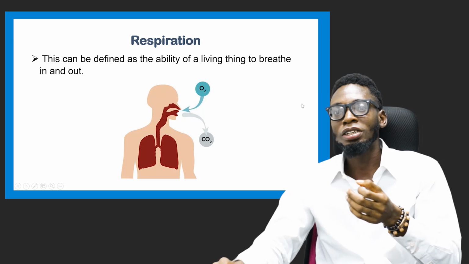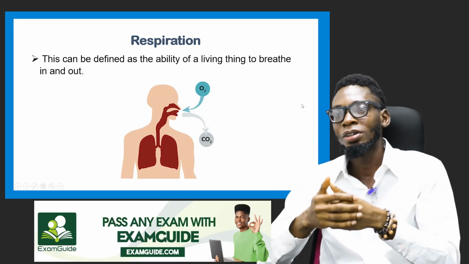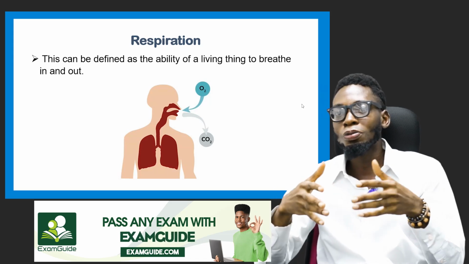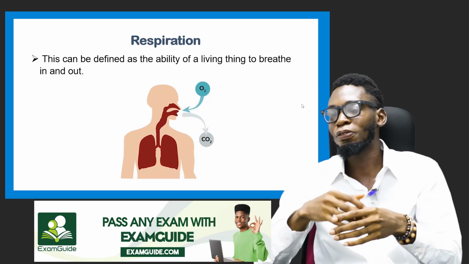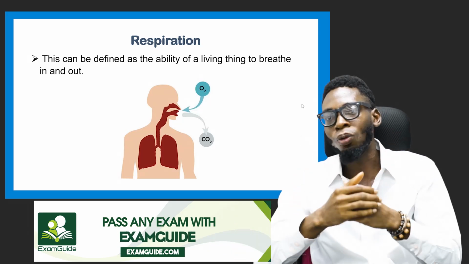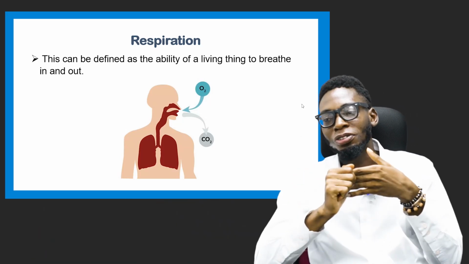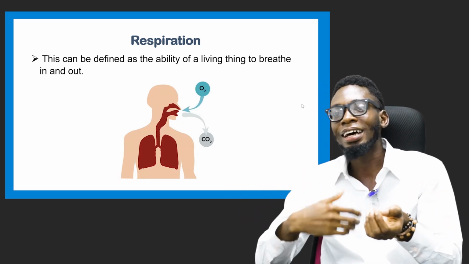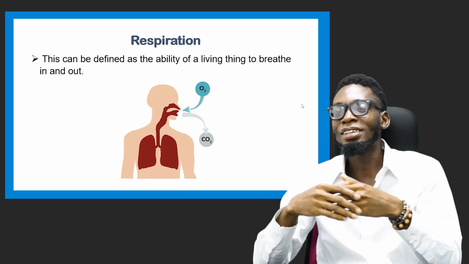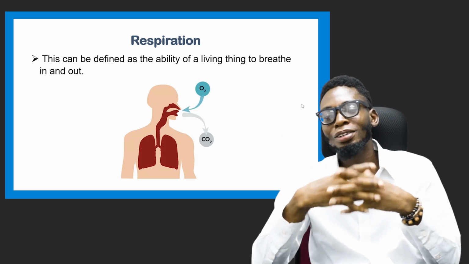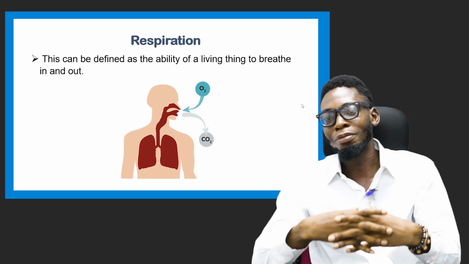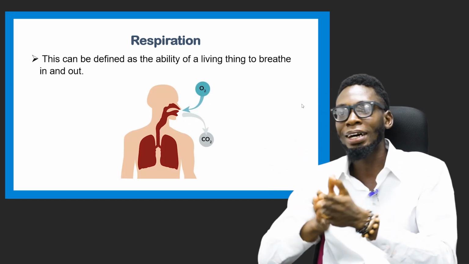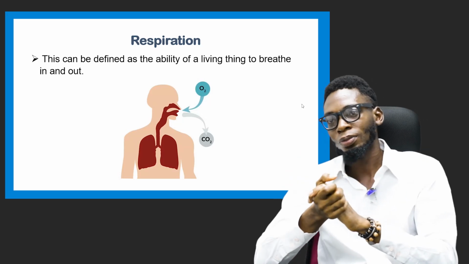All right, we'll move over to the next one, respiration. Respiration is not new to any of us right now. Respiration is defined as the ability of a living thing to breathe in and out. Respiration can also be said to be the exchange of gases between living things and their environment. You recall that the environment is the immediate surrounding of an organism. I know I've been mentioning organism. Whenever I mention organism, I'm simply referring to plants and animals.